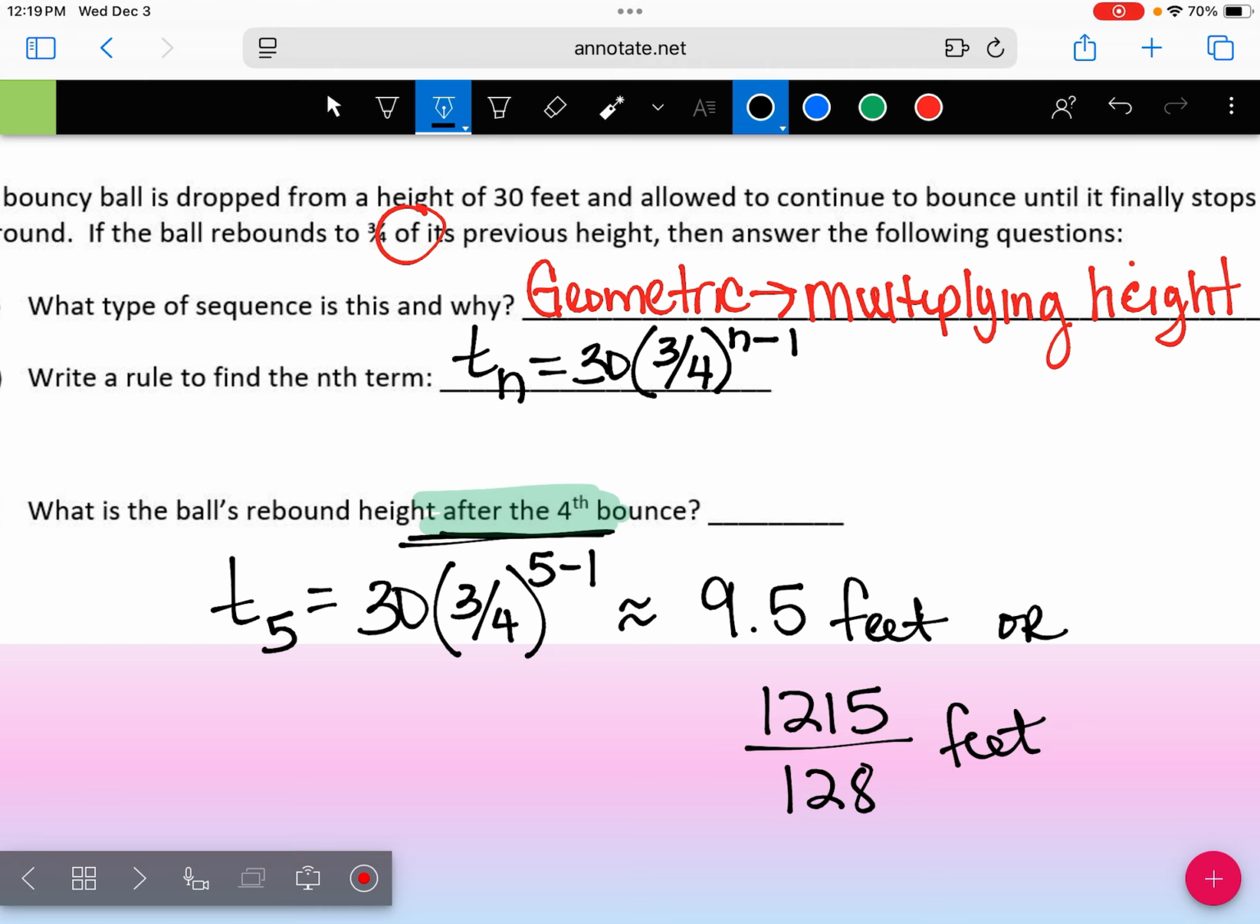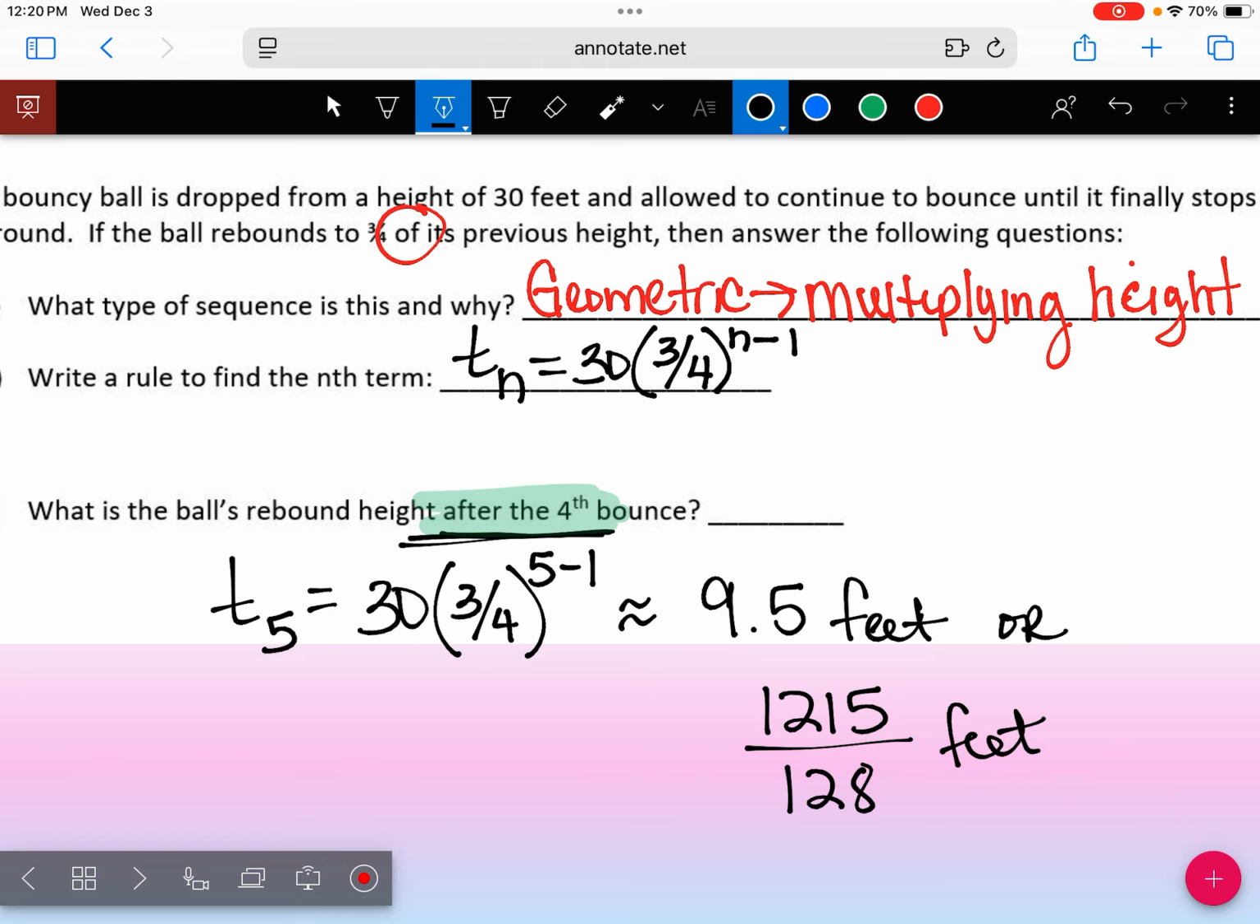That's 3/4. Oh, is that a 3/4? Oh, okay. And that should be n minus 1. After. All right, here are my answers. So again, it's T5 because of the word what? After.